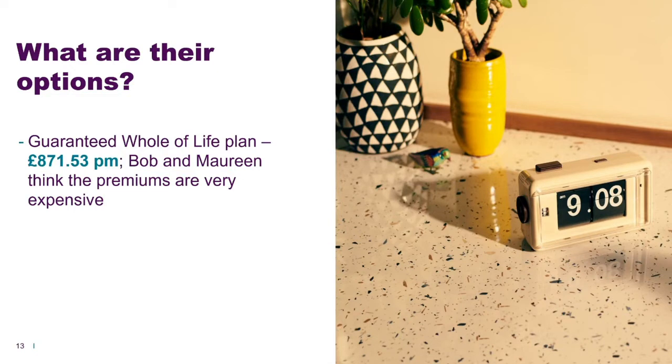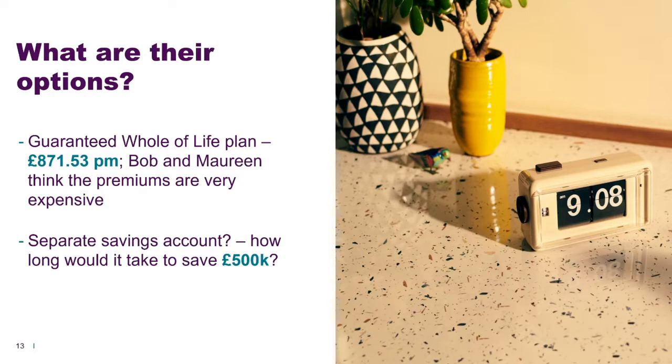And naturally, of course, they're going to think £871.53 is expensive. That would be the cost for Bob and Maureen for a Royal London guaranteed whole of life plan. The other option they're going to have, of course, is to create that £500,000 pot some other way. And that would be using a separate savings account, coming up with a pot by saving a certain amount of money. And we're going to assume, in an example that we look at now, that they're going to do this in a bank account. So what we've done at Royal London is we've developed a calculator that can help you demonstrate to clients the major disadvantage of saving to create a lump sum against a whole life plan.